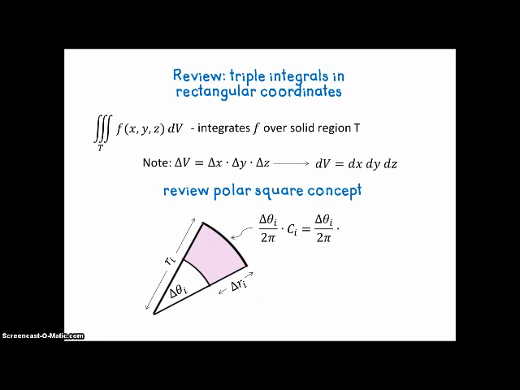a portion of the circumference, so it's the change in theta divided by the total circle, which is 2 pi radians, times the whole circumference, and then the 2 pi cancels and we get delta theta times r. And so the area then is just delta theta times r times the change in r, the two dimensions multiplied together.